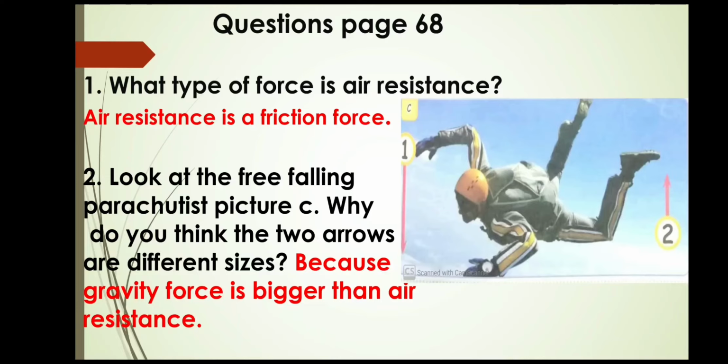The second question, look at the free-falling parachutist picture C. Look at this picture. Why do you think the two arrows are different sizes? Why do you think that the first arrow is longer than the second one? Because gravity force is bigger than air resistance, as we talked before that the first type is gravity and the second type is air resistance.